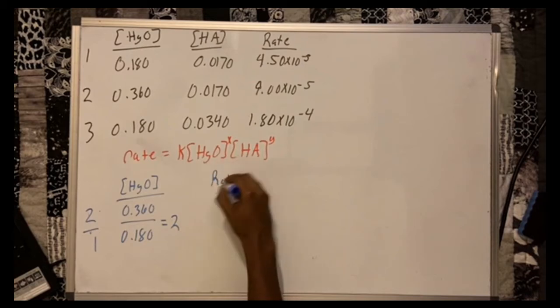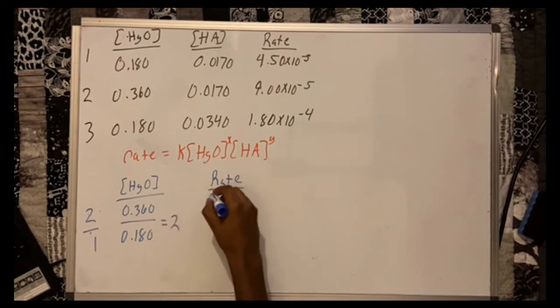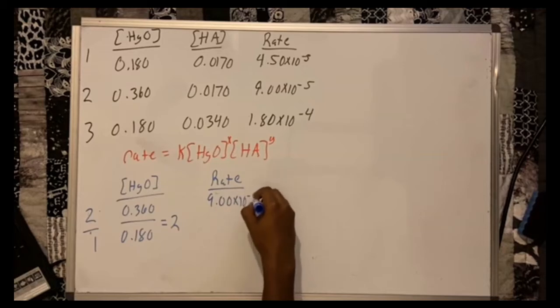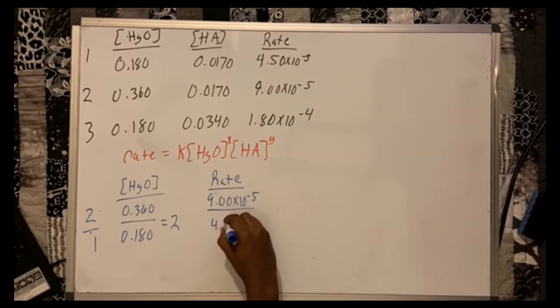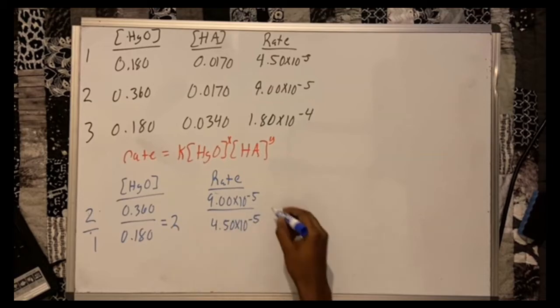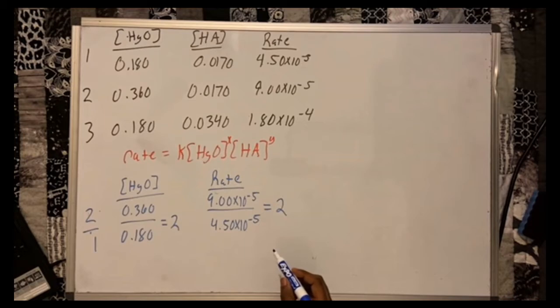Rate. We got 9.00 times 10 to the negative 5 over 4.50 times 10 to the negative 5, and this is also 2. Pretty sure it's also 2. Yes, okay. So we're doing HgO, so it's x: 2 to the x equals 2. So I need x is 1.